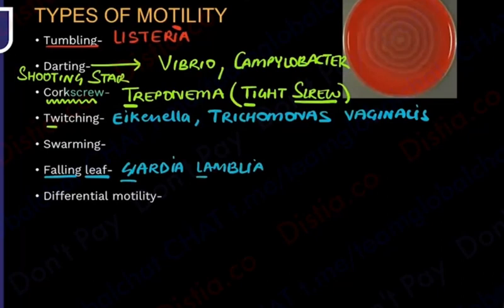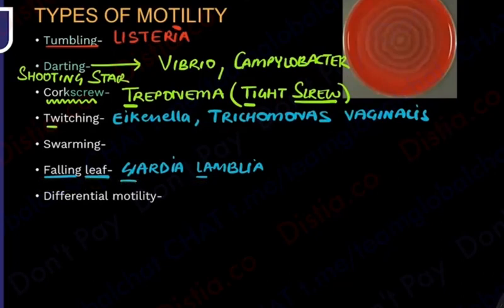Repeat what we've done so far, because after this I'll tell you some advanced concepts. Tumbling is going to be seen in the tully Listeria. Darting is very, very fast shooting star seen in Vibrio and Campylobacter. Corkscrew, the one that looks like a tight screw, that is T for Treponema. Twitching is primarily seen in Trichomonas, also in Echinella. Falling leaf is Giardia lamblia.